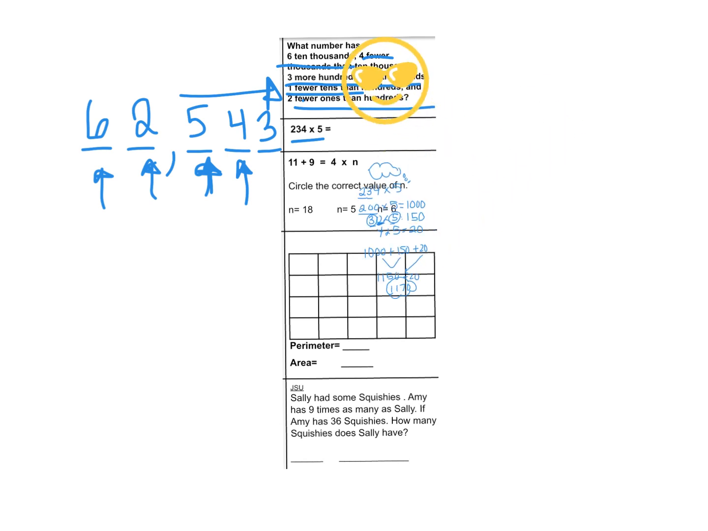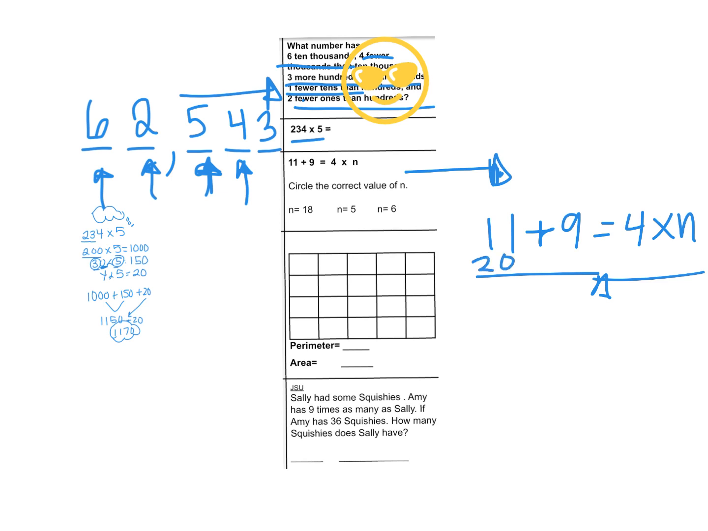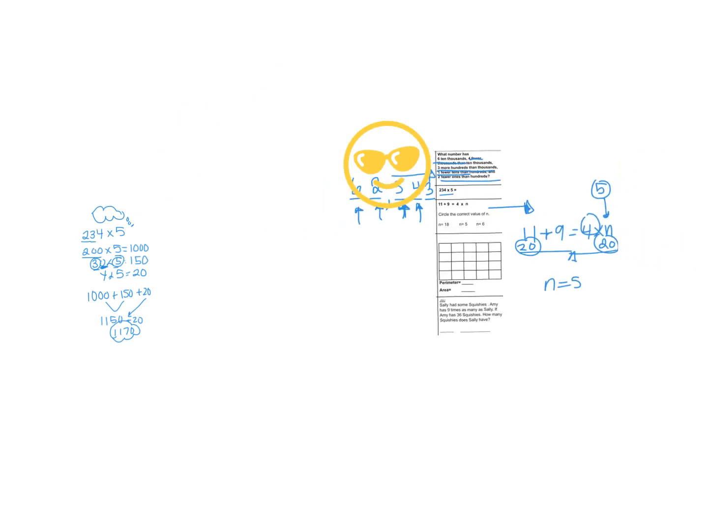Cool. All right, next up we have the balancing question. 11 plus 9 equals 4 times n. Since it's a balance, what's on this side? Yep, 20. What's on this side? Right now I only have 4 times a number. What's going to make this true? That's right, 5. So that means that n equals 5, because if I multiply 5 times 4, I get 20. Cool? Cool.